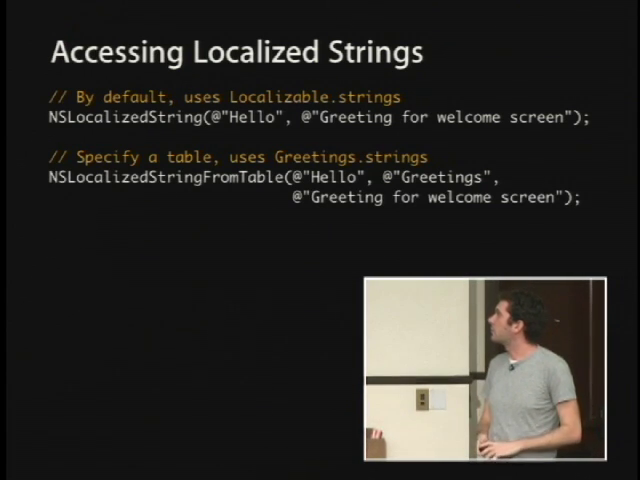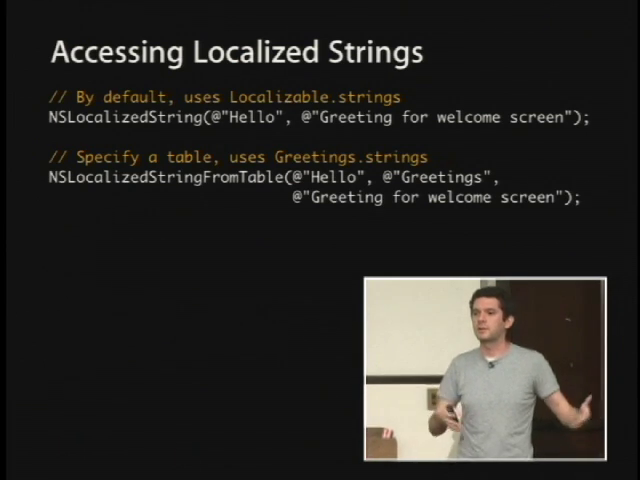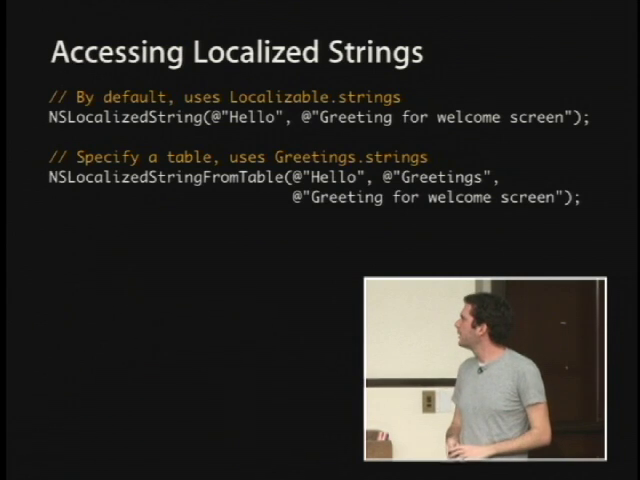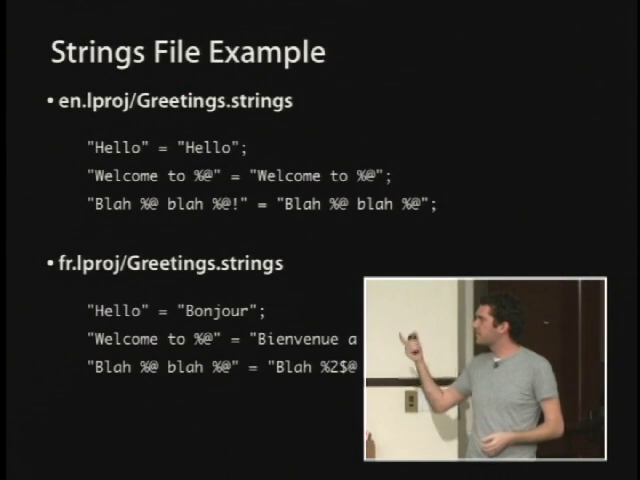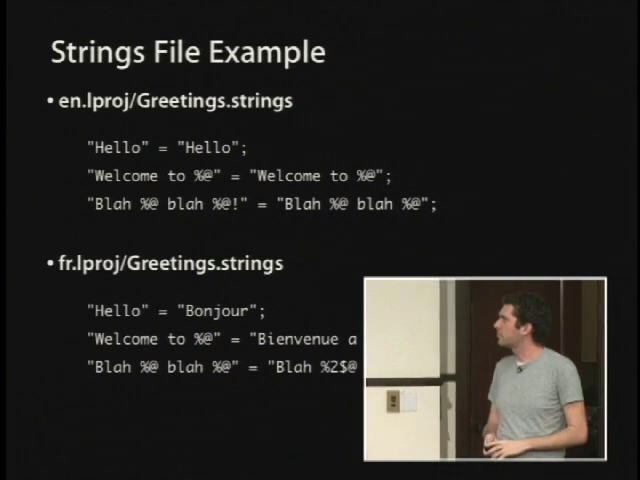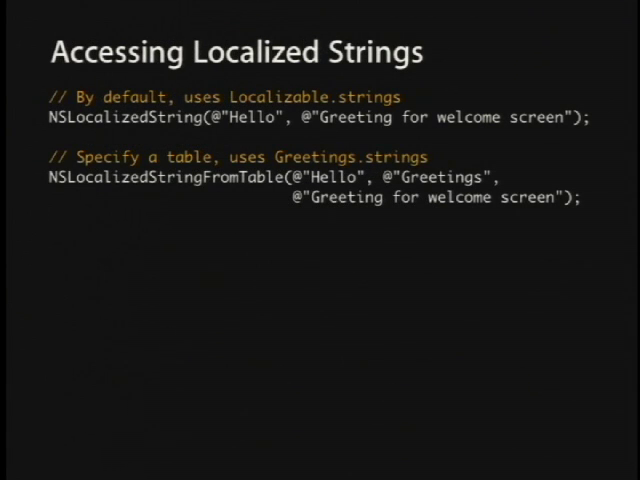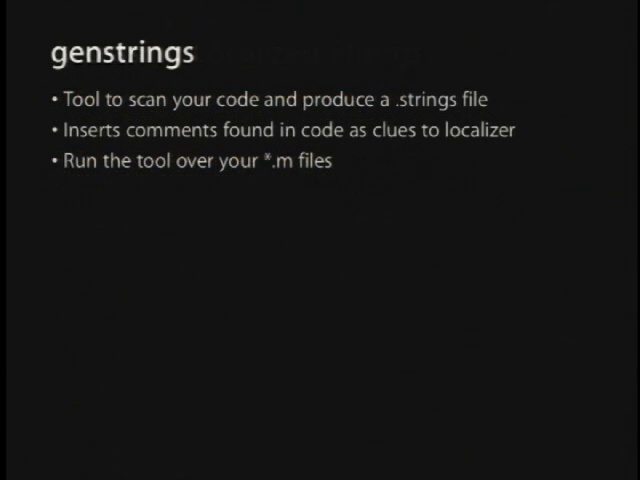So in this case, our string is hello, but we're going to tell our localizers it's the greeting for the welcome screen, so they know what it is that they're actually trying to translate. Give a little context rather than just a single word. And then in the second case, we can specify a particular strings table. So on this slide here, we just saw we had greetings.strings, that's the name of our table, basically. You can have multiple strings files that have different names, and you'll specify the name as the table, and it'll know to look it up in that particular file. But otherwise, it's the same. Hello is the key, and a little extra descriptive text about what it is.